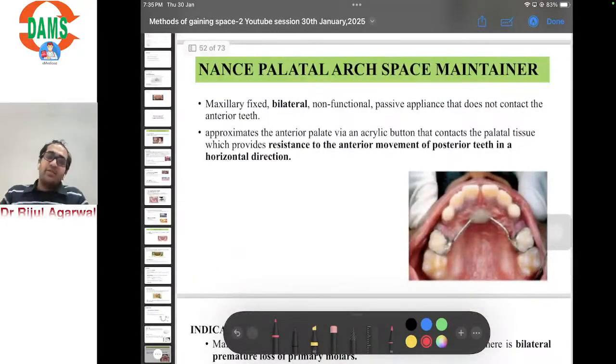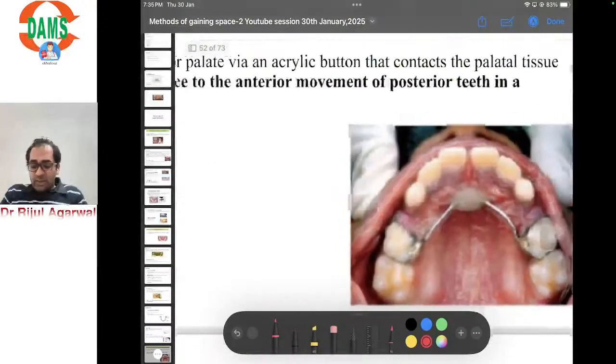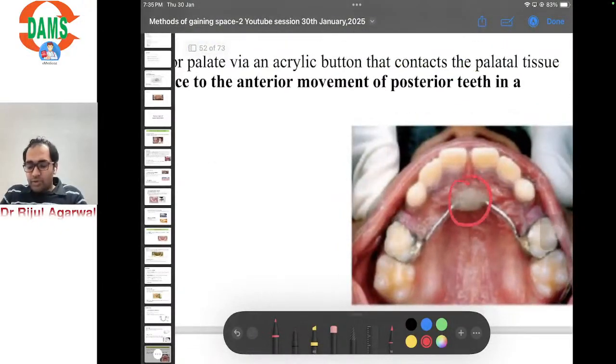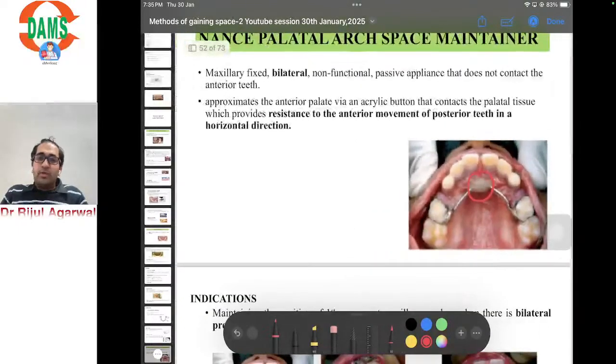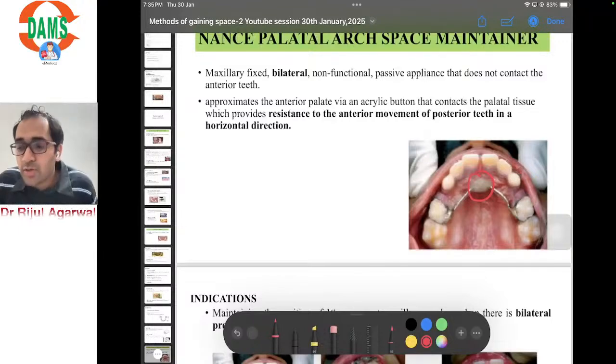Next is the Nance palatal arch space maintainer. It's a maxillary fixed bilateral non-functional passive appliance that does not contact the anterior teeth. There is an acrylic button which contacts the palatal tissue and provides resistance to the anterior movement of posterior teeth in the horizontal direction.